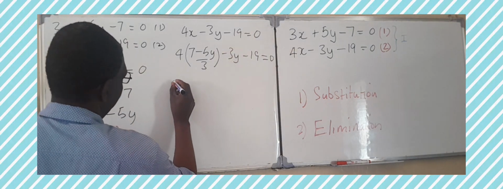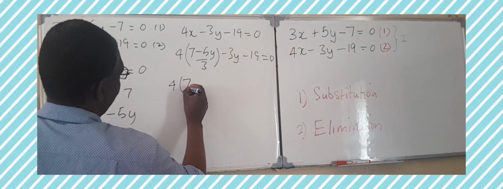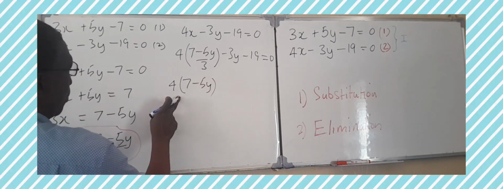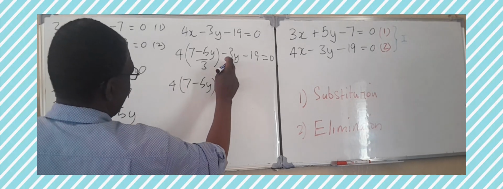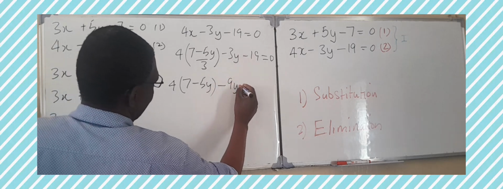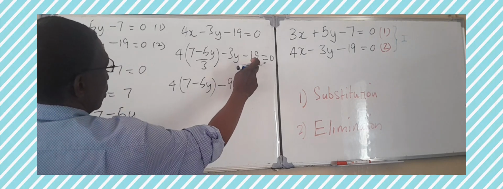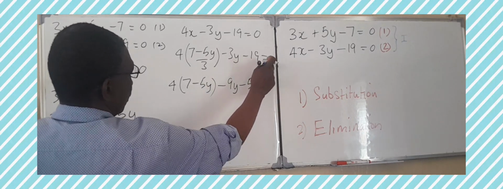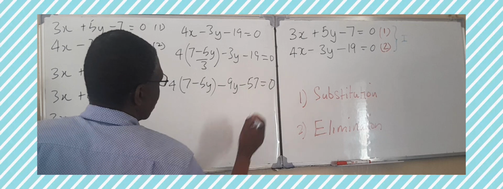So I will have 4 bracket 7 minus 5y. I'm multiplying everything by 3 minus 3 times 3 becomes 9y minus 19 times 3, it's 30 plus 27, which is 57, is equal to 0 times 3 is still 0.